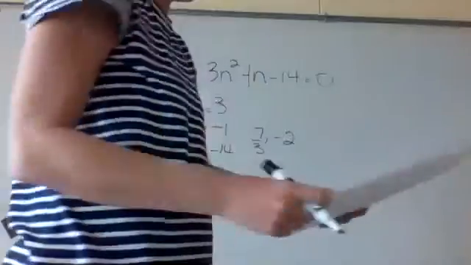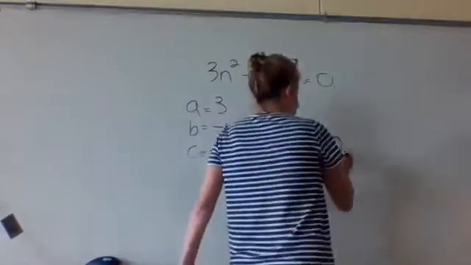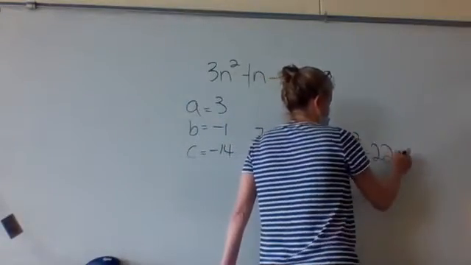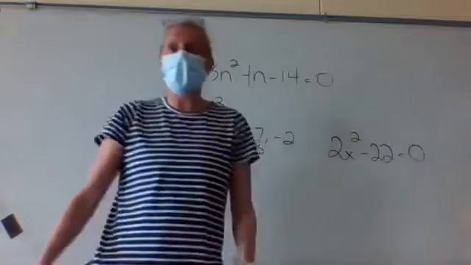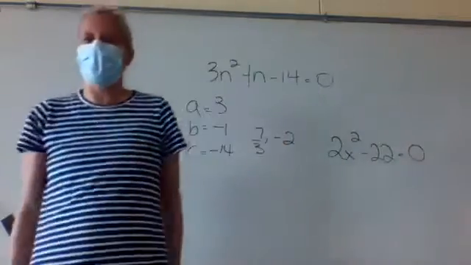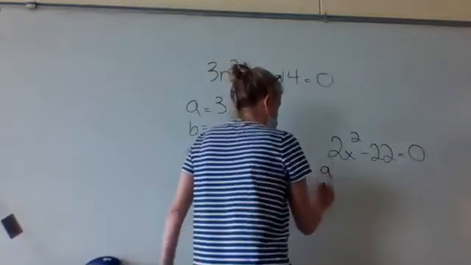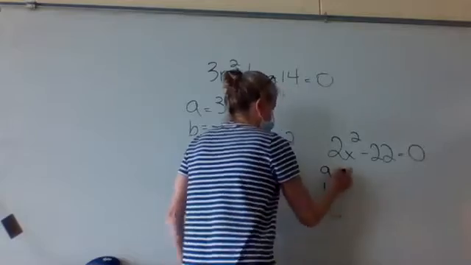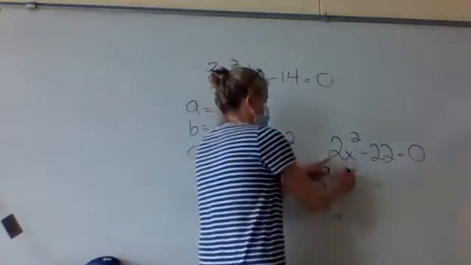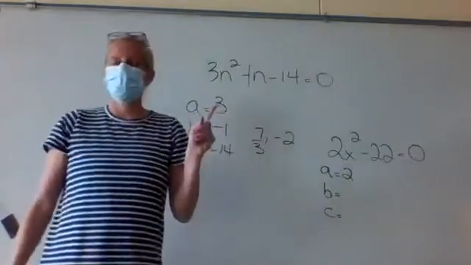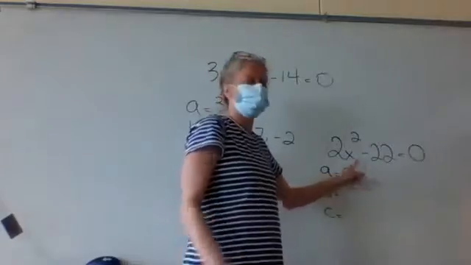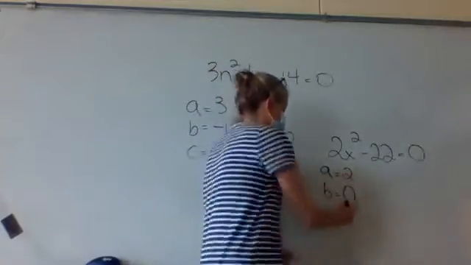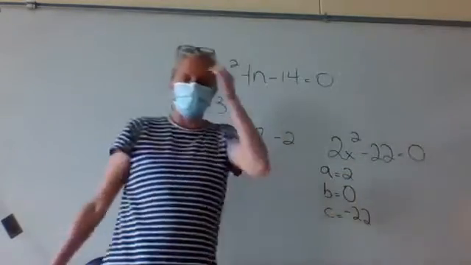And last one, 2x squared minus 22 equals 0. So this one, just be careful putting in your A, B, and C, right? A is in front of x squared, so it's a 2. What's your B? 0. 0, good. And your C is -22.